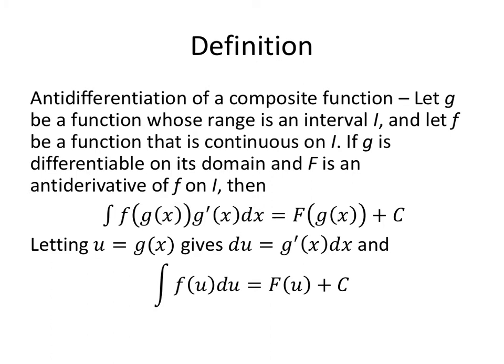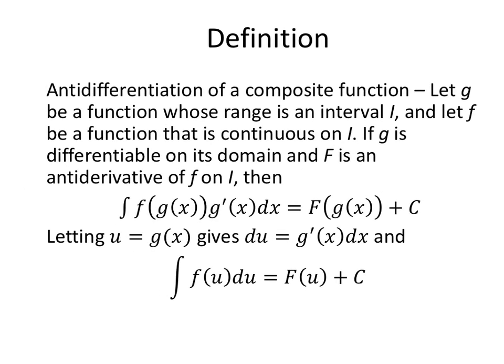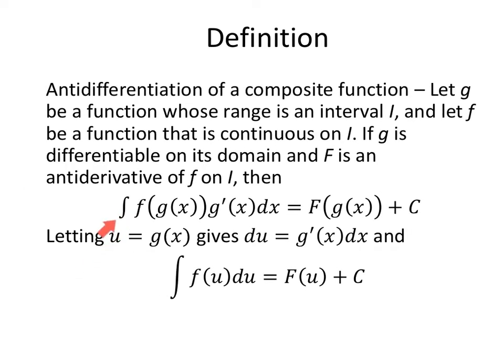First, the definition. Antidifferentiation of a composite function. Let g be a function whose range is an interval I, and let f be a function that is continuous on I. If g is differentiable on its domain, and capital F is an antiderivative of little f on I, then the integral of f evaluated at g of x times g prime of x dx is equal to capital F evaluated at g of x plus c.